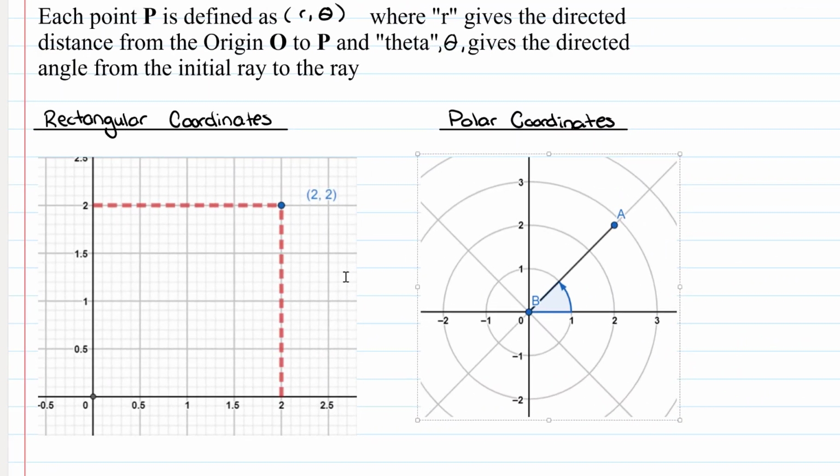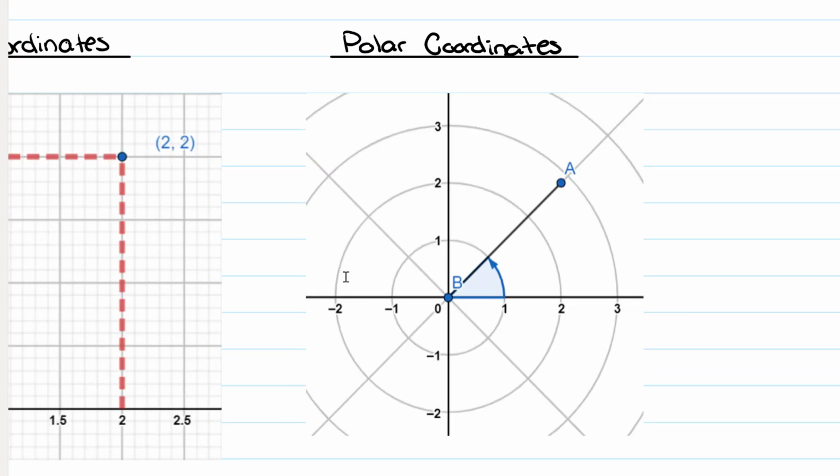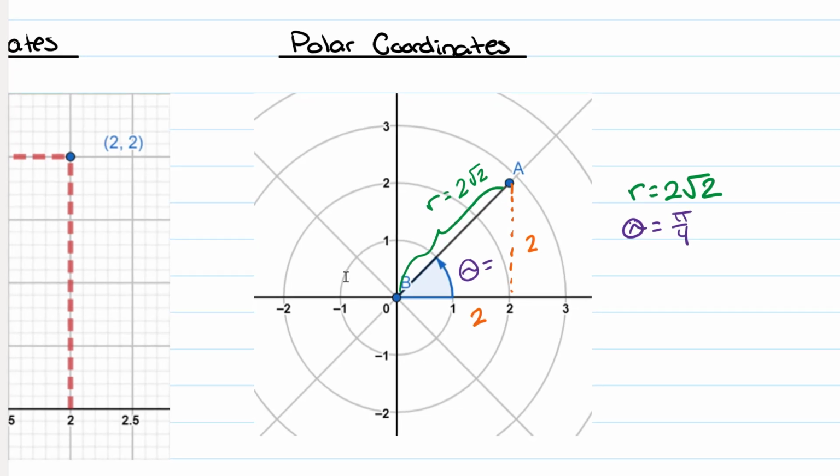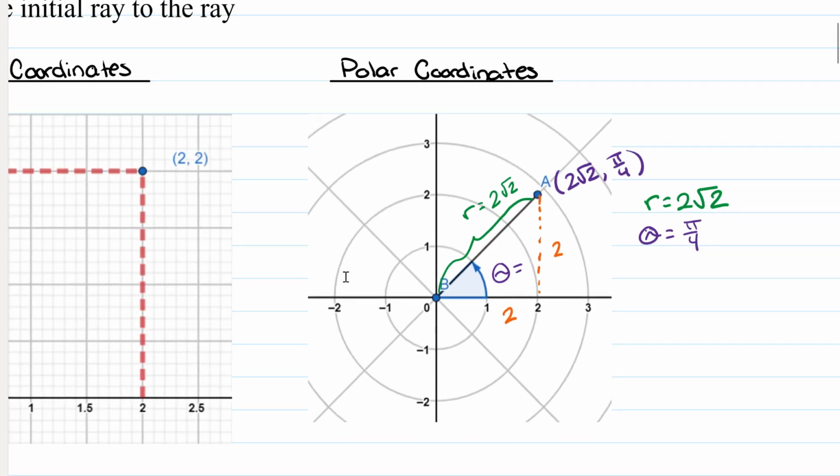Now just to write it in the notes, if you want to write it down: this distance here is r, and this angle is theta. We draw a little triangle real quick. This is 2, this is 2. Then by the Pythagorean theorem, this has to be 2 radical 2. So r is 2 radical 2, and our theta value was pi over 4. So the coordinate of A would be (2 radical 2, pi over 4). This is the same exact point as that one.